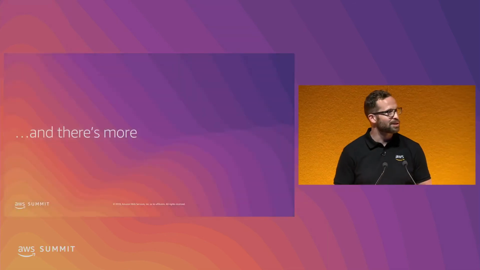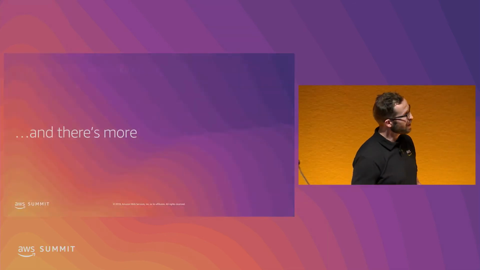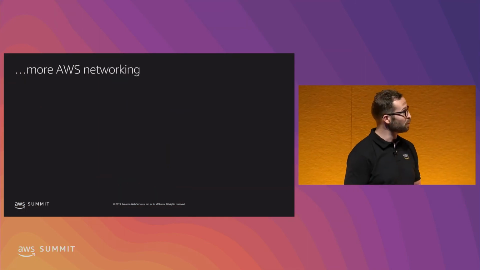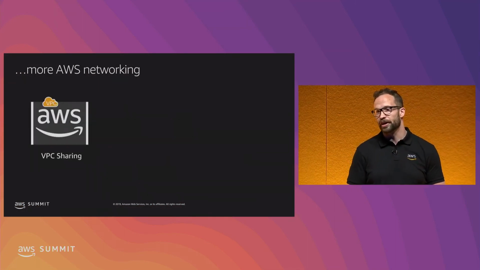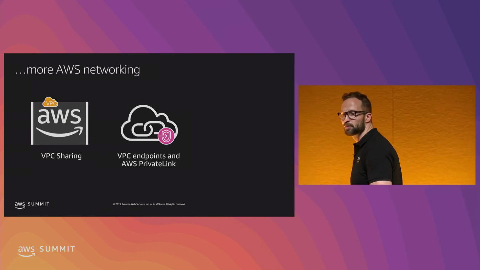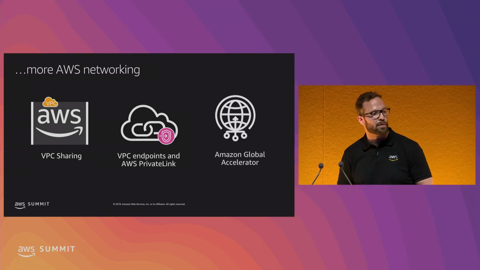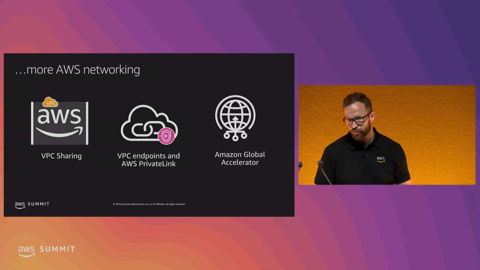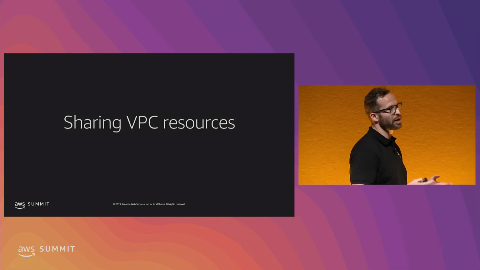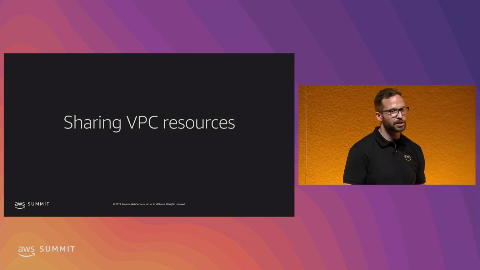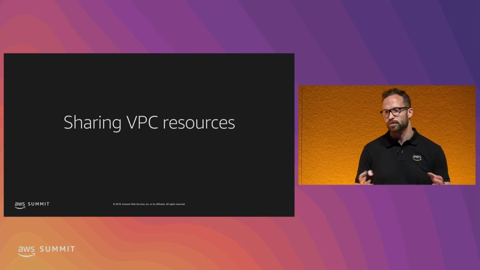Okay, so it's been quite a busy year for networking, and we still have quite a few services to go through. So I'm going to touch on VPC sharing, I'm going to talk about VPC endpoints, and finally about Amazon Global Accelerator. So let's start with VPC sharing. And VPC sharing is changing the model of how you organize your VPCs.